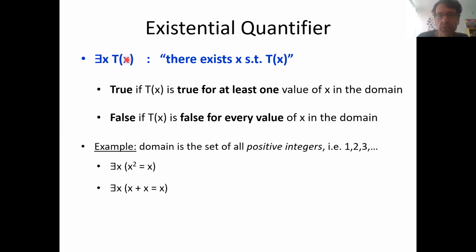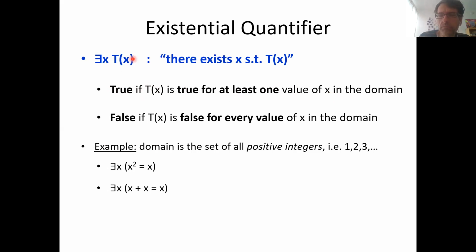And by holds, I don't mean true. So this statement is true if there exists an x which makes t of x true. In other words, if t of x is true for at least one value of x in the domain, right? So it exists, perhaps many, perhaps one, at least one. That's what the statement says.